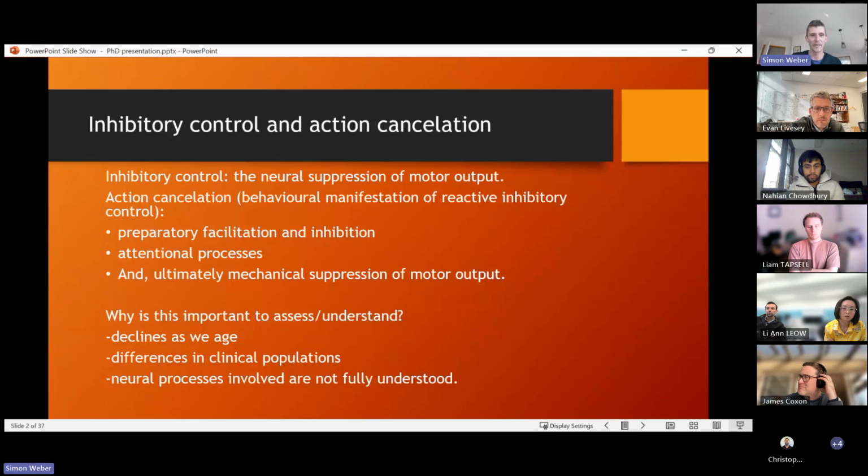Why is this important to assess and understand? Well, inhibitory control declines as we age. We get worse at stopping. There are also differences in clinical populations, for instance, people with ADHD and schizophrenia. And also just from a basic research perspective, the neural processes that mediate stopping aren't fully understood. So that may be motivation enough to research it.